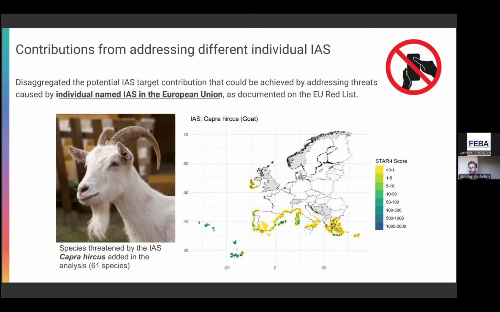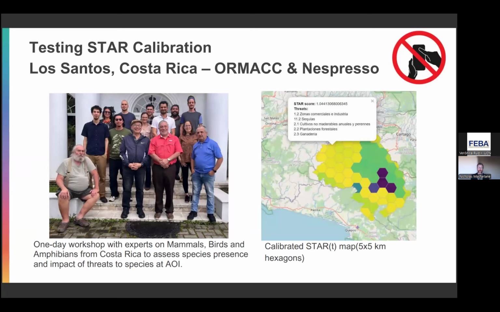Next slide, please. A lot of the work testing STAR calibration and developing these methods has been in collaboration with the private sector, where workshops have been used to conduct STAR calibrations, testing those assumptions at your site. Are the species that you are predicted to be there actually there? Are the threats to those species that are predicted to be there actually there? Next slide, please.